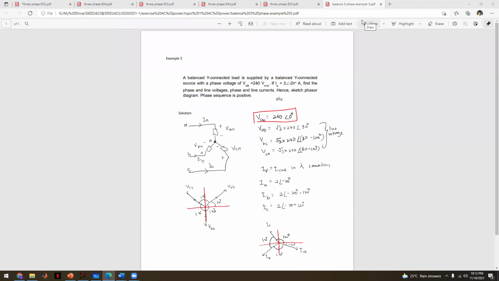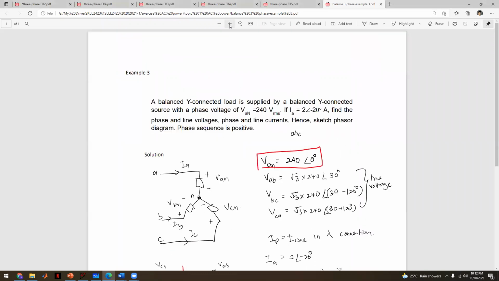Okay, so this is example 3 from the slide. A balanced Y connected load is supplied by a Y connected source with a phase voltage given, VAN, equal to 240 volts RMS. If IA is 2 with an angle of negative 20 degrees amperes, find the phase and line voltage and also phase and line current.